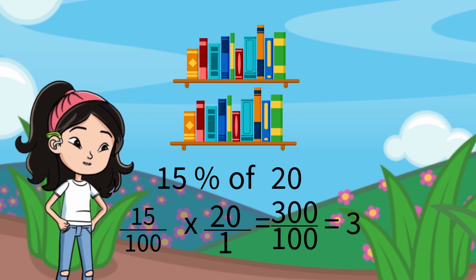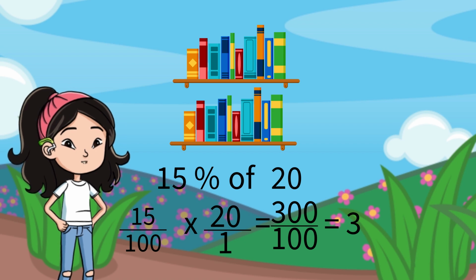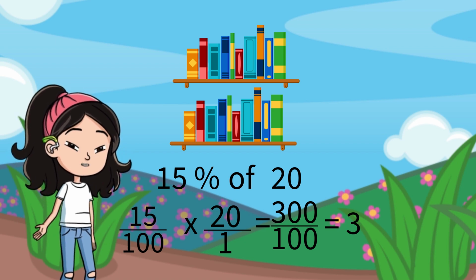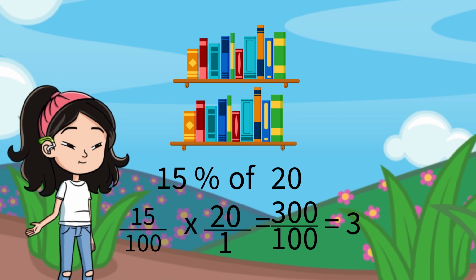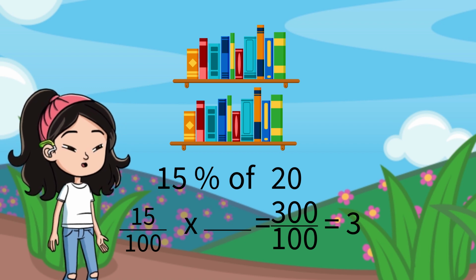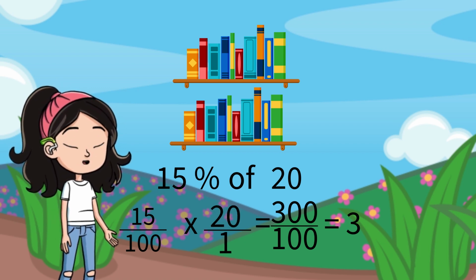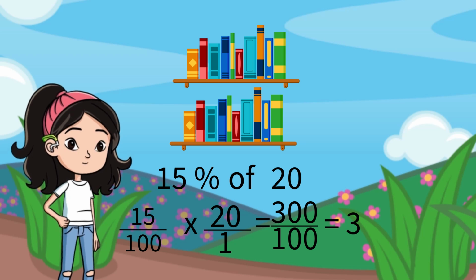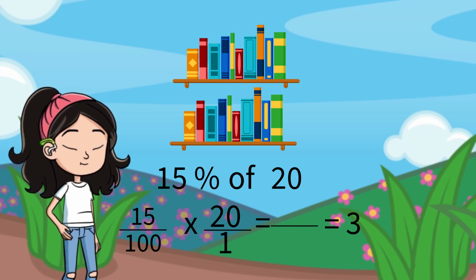We made 15% into a fraction by putting 15 over 100. Change our of to multiplication, then put our 20 over 1 so that we have two fractions working with. Then we multiply across and finally simplify.